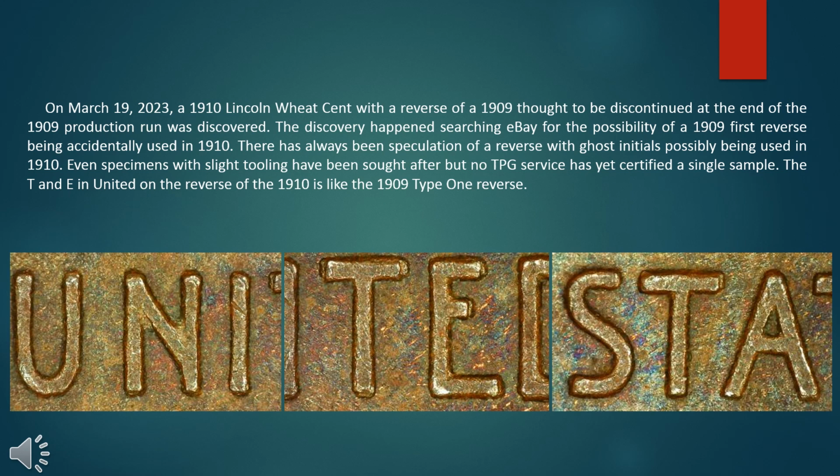There has always been a speculation of a reverse with ghost initials possibly being used in 1910. Even specimens with slight tooling have been sought after, but no third-party grading service has yet certified a single sample. The T and E in United on the reverse of the 1910 is like that of the 1909 Type 1 reverse.